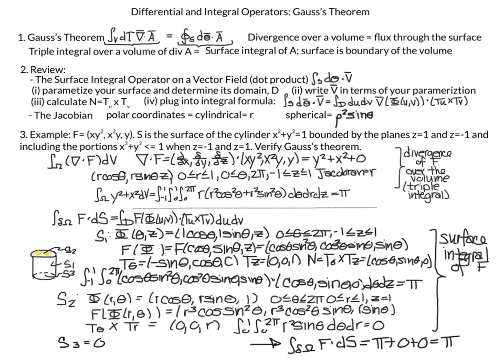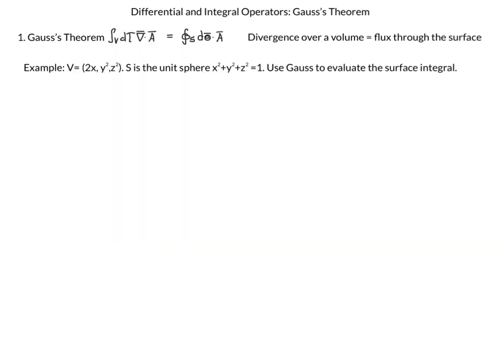Now we've done this example on our overview sheet, and since it's helpful to have more examples, more practice, we'll do a few more examples. This next example has the vector field v equals 2x, y squared, z squared, and S is the unit sphere, that is x squared plus y squared plus z squared equals 1. We want to use Gauss to evaluate the surface integral.